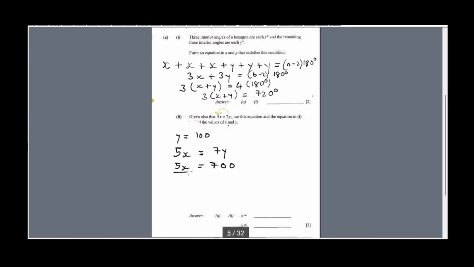Then to remain with x, we divide both sides with 5. X is going to be equal to 5 into 5, 1. 5 into 7, 1, remainder 2. 5 into 20, 4, and into 0, it's 0. 140 degrees. So our y is 100 degrees, and our x is 140 degrees.